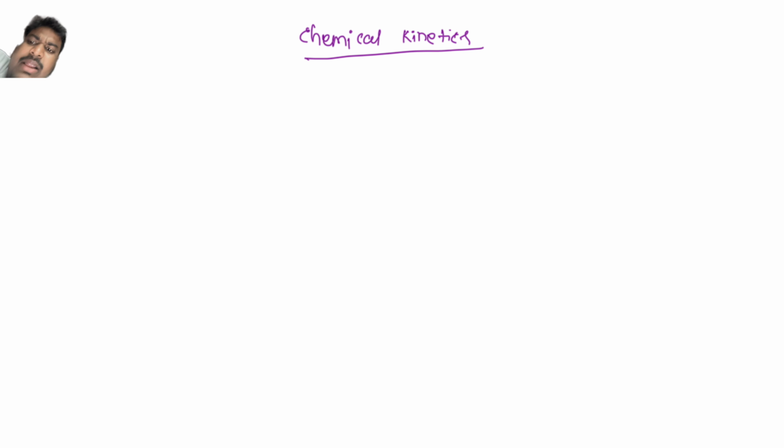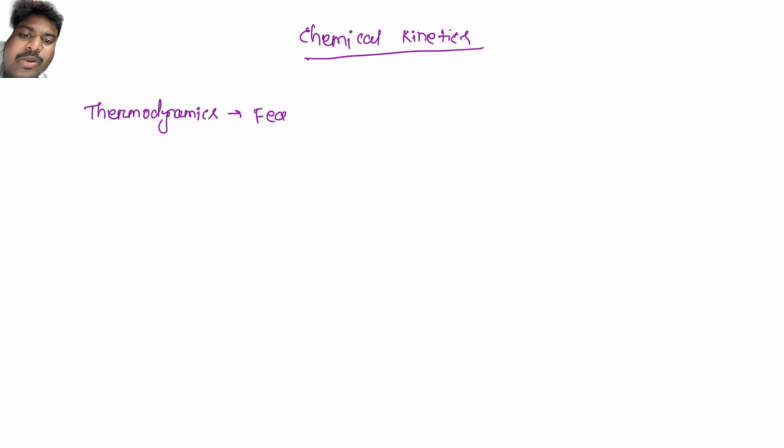In class 11th, we studied the chapter thermodynamics, and today we're studying chemical kinetics. So what is the difference between them, and why did I mention thermodynamics? It is because thermodynamics tells about the feasibility of a reaction.